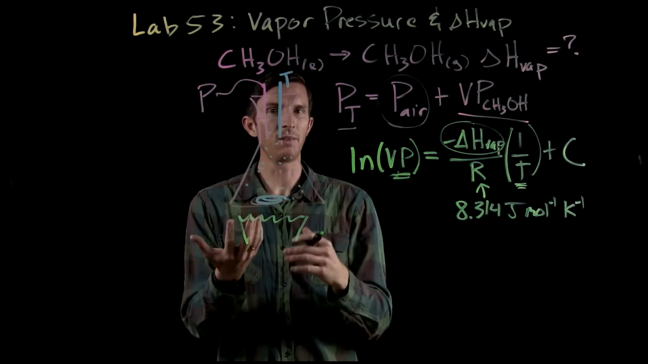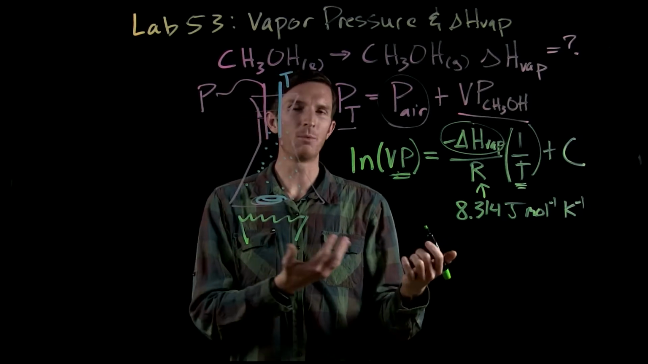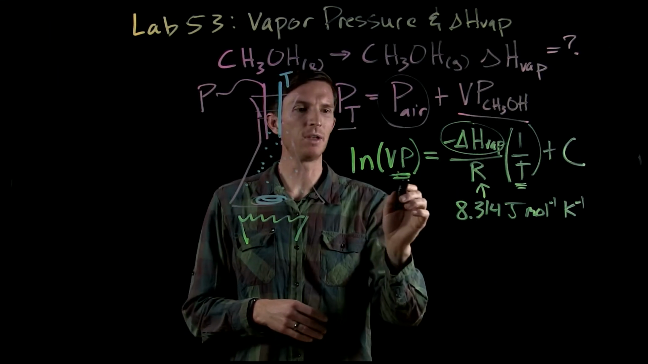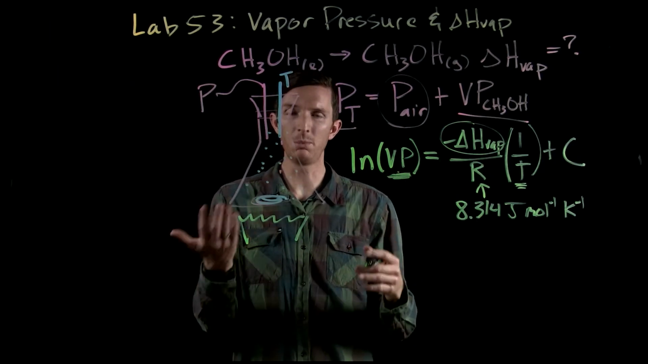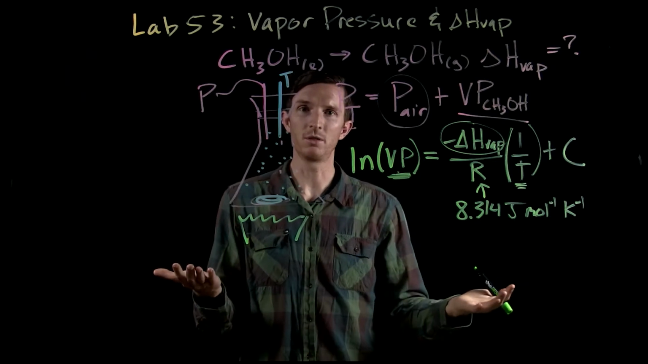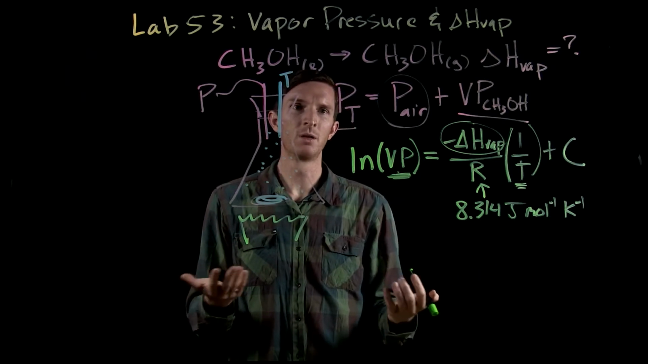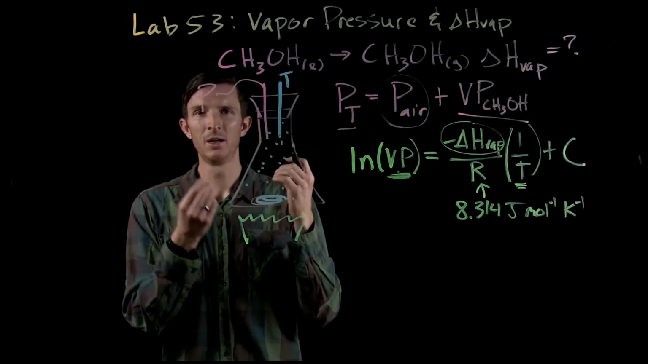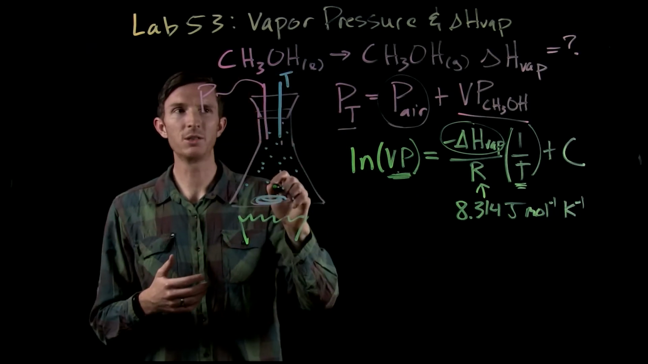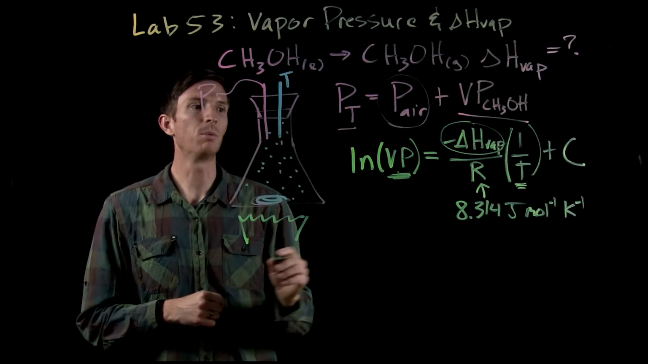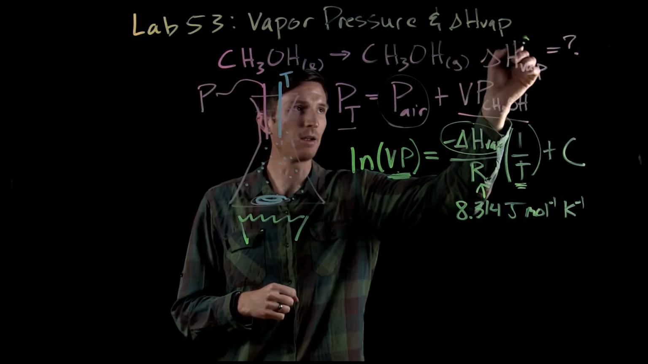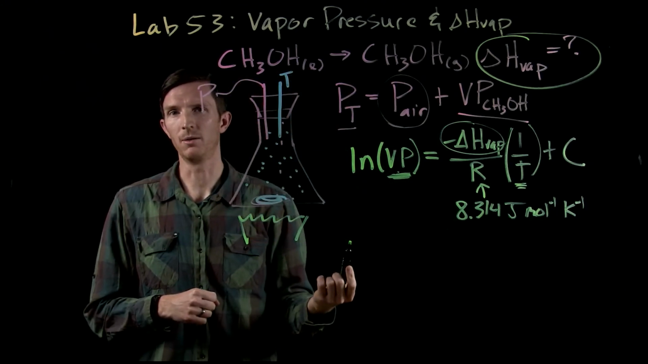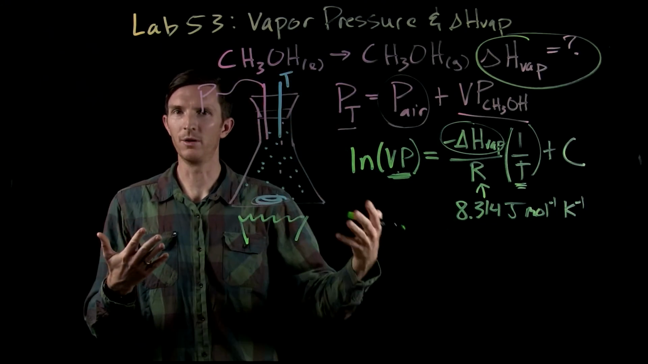So we're going to do this for ethanol, and we're going to do this for methanol, and we're going to see that because they have different enthalpies of vaporization, they're going to have different characteristics in their vapor pressure versus temperature profiles. So I hope this gives you a good introduction to what we're going to do in lab this week. We're going to take a liquid, look at its vapor pressure, and use that vapor pressure to calculate the enthalpy of vaporization for that specific liquid. We're going to look at ethanol, and we're going to look at methanol.